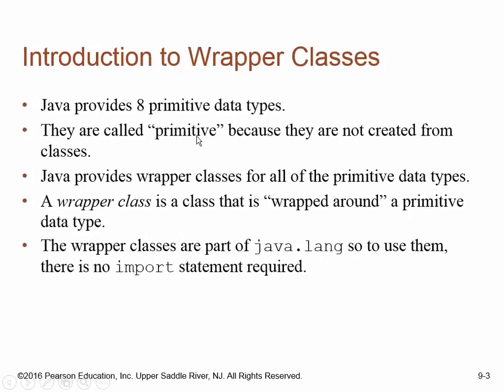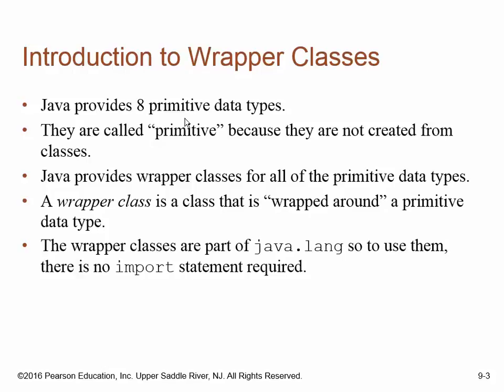So we talked about the 8 primitive data types. I don't think I have to write them anymore. They are, for whole numbers, byte, short, int, and long. For numbers that can hold a decimal place, they are float and double. And for non-numeric values, they are char and boolean. As mentioned here, these are called primitives because they're not created from classes.